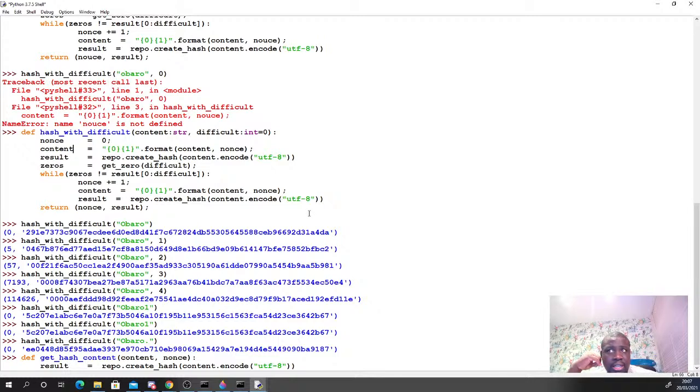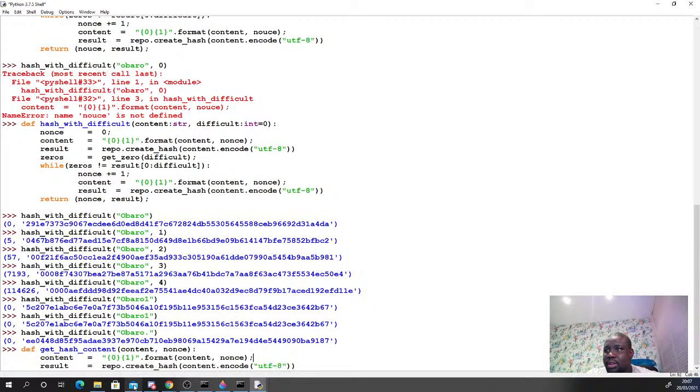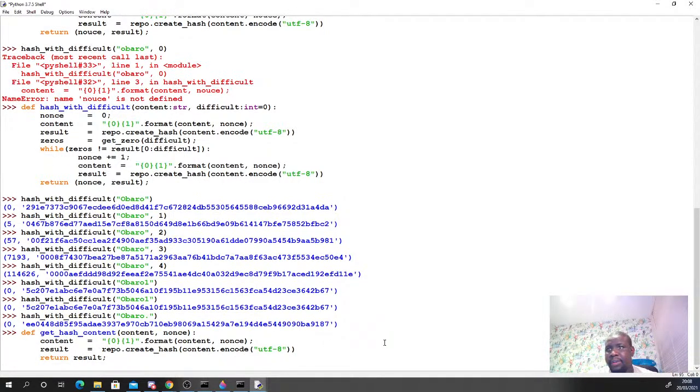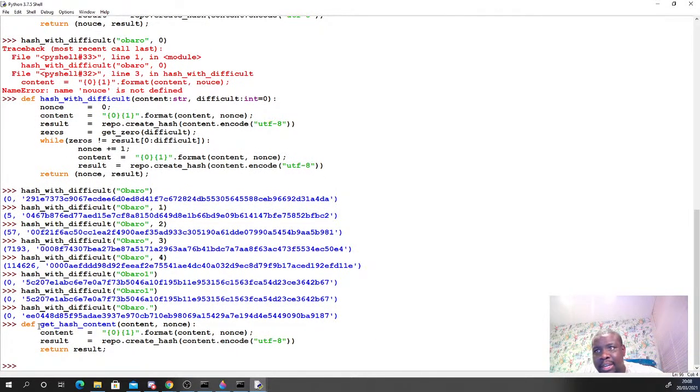what did I do? Oh yeah, so where the nonce value is 0, you get the content and you get the nonce value, then you encode the content, then you return the result. Yes. So now, if I have the nonce value, I don't need to go through that computational power anymore. All I need to do is get, so let's try this.